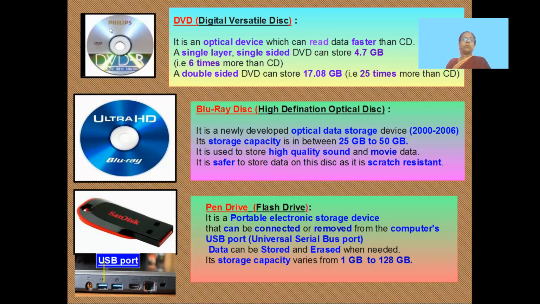Later on, we had both the sides where we could use. So the DVD became a double-sided storage system. And we could save around 17 GB of information in this disk. That is 25 times more than a compact disc. Later on, the Blu-ray was developed.